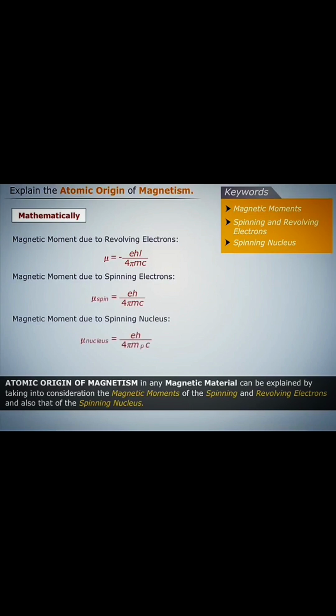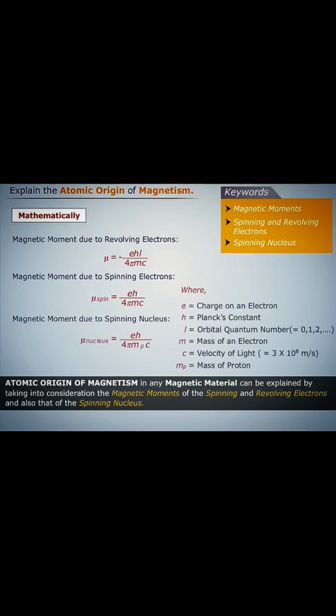Mathematically, the magnetic moment due to the revolving electrons is given by, the magnetic moment due to the spinning electrons is given by, and the magnetic moment due to the spinning nucleus is given by, where the related term is.